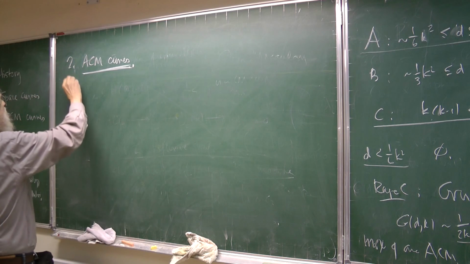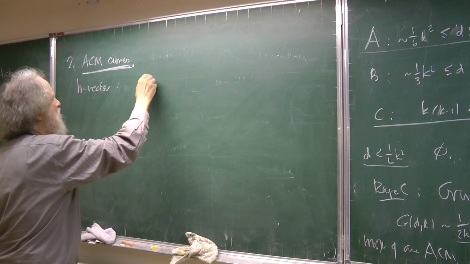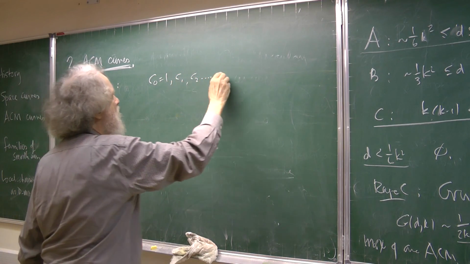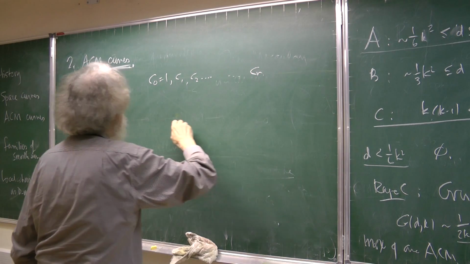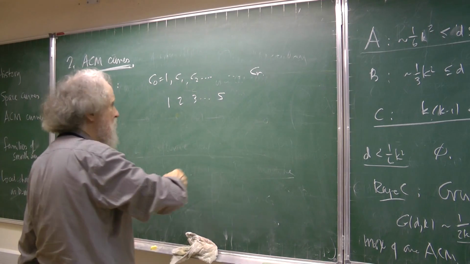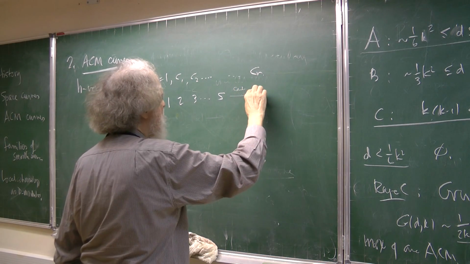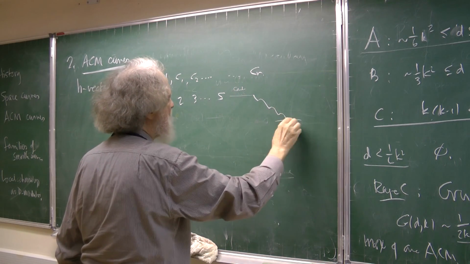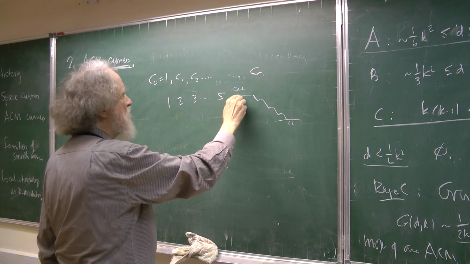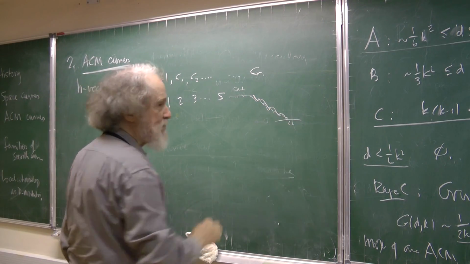So, the H vector looks like this. It's a sequence of integers, C0 equals 1, C1, C2, up to CR. And they always start out 1, 2, 3, up to some number S. And then after S, they may be constant for a while. And after that, they decrease back down to 0. So in other words, you can have 1, 2, 3 up to some S, then you may have S, S, S, S. But once you drop below S, then it has to descend strictly down to the bottom.